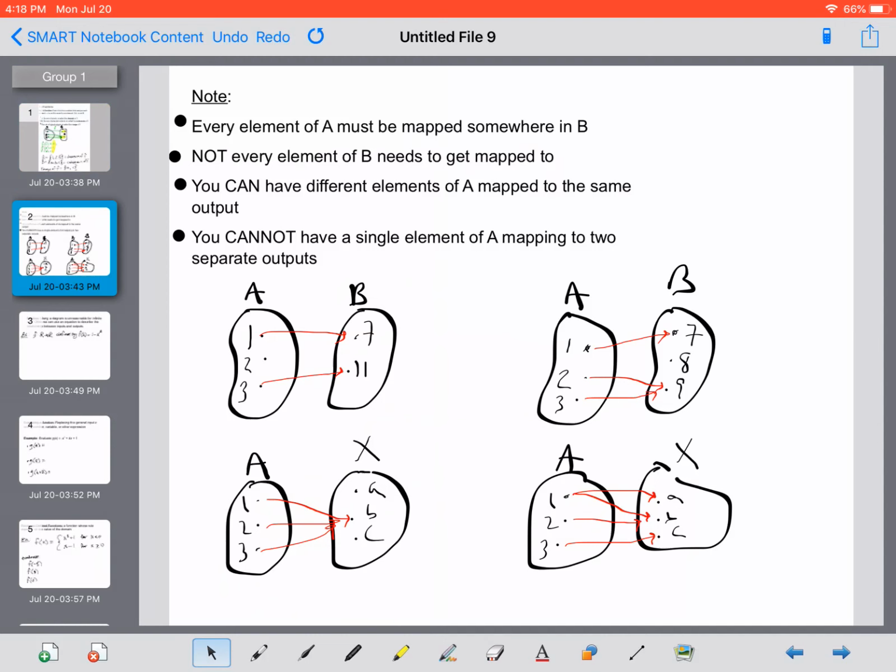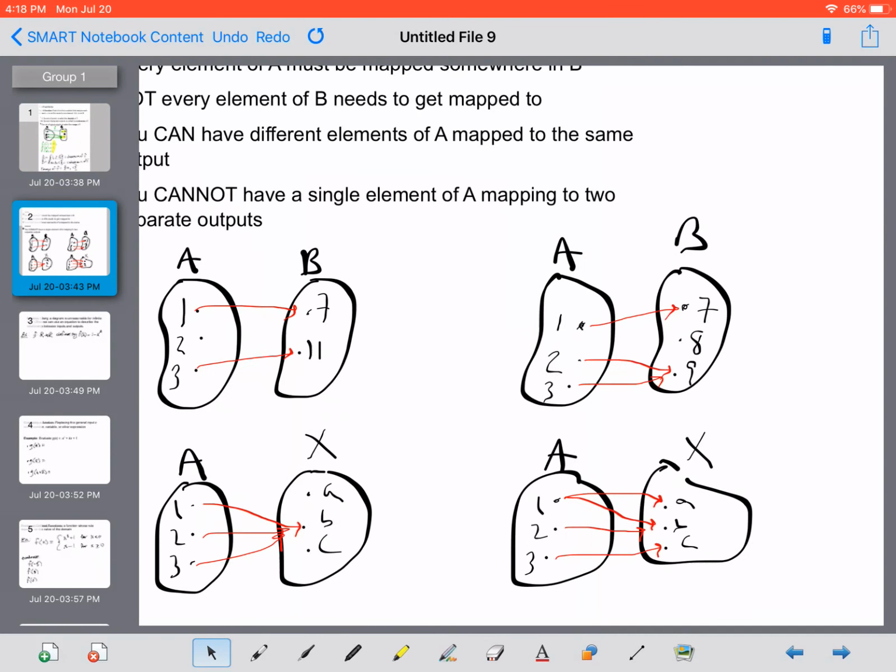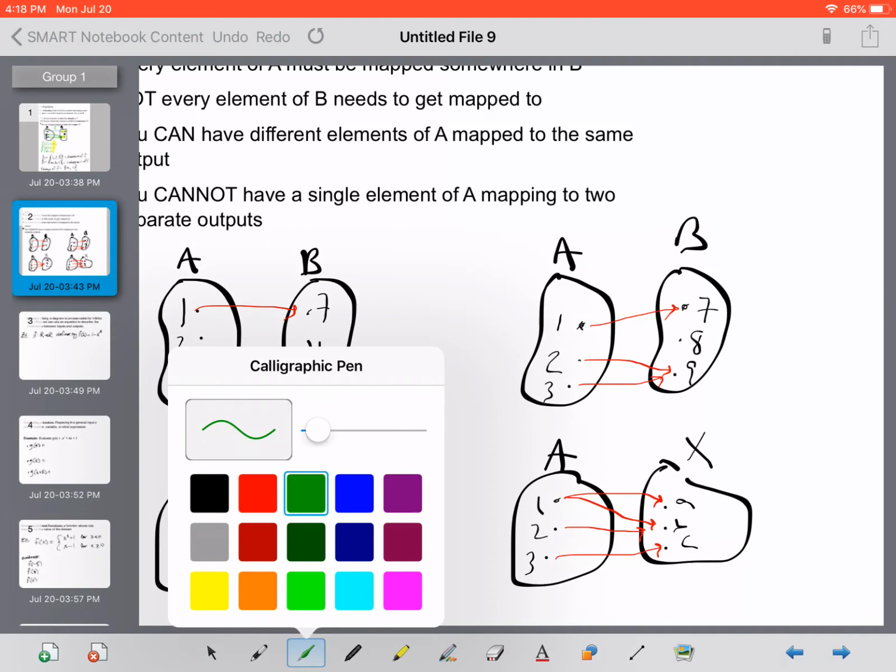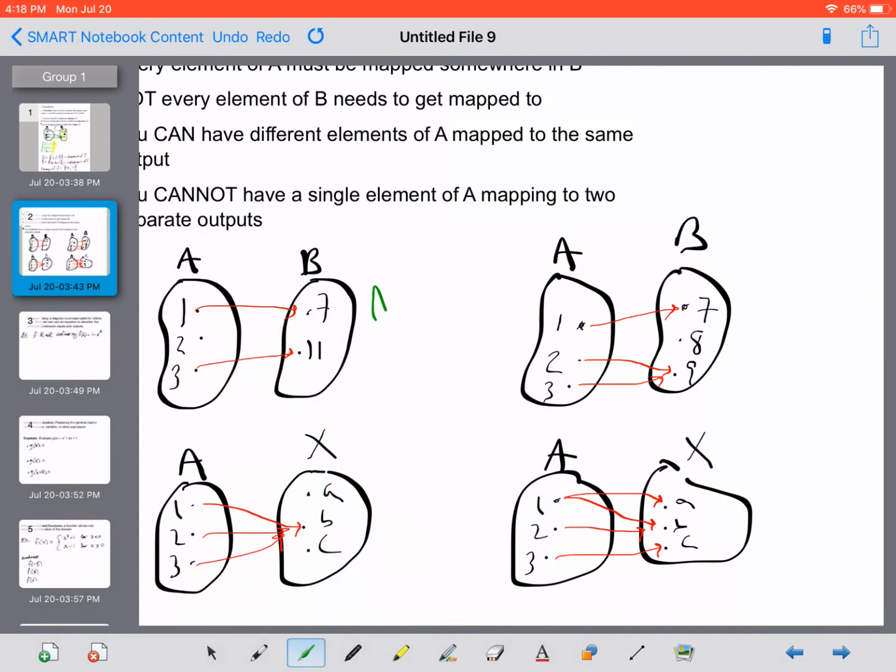So let's look at these 4 maps that I've drawn and try to determine which of these represent functions and which do not. So in the first case, is this a function? You might want to pause it and convince yourself one way or the other.